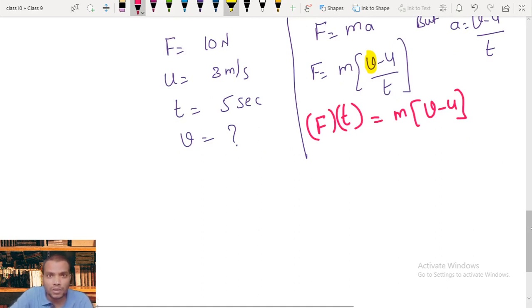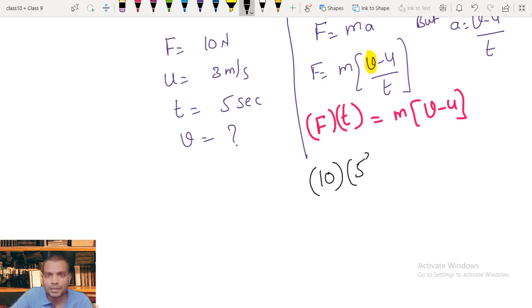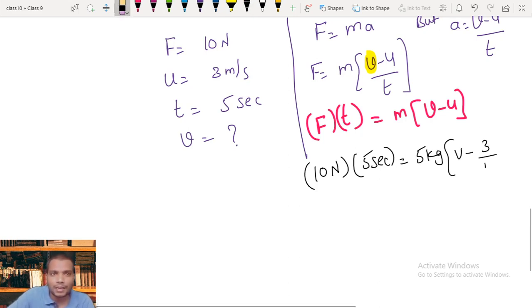Now shall we substitute the values? We know the values: F equals 10 Newton, time t equals 5 second, and mass equals 5 kg. I think I should write the units also so you won't get confused. So force F equals 10 newtons, time t equals 5 second, mass is given as 5 kg, final velocity we need to find, and initial velocity is 3 meter per second.